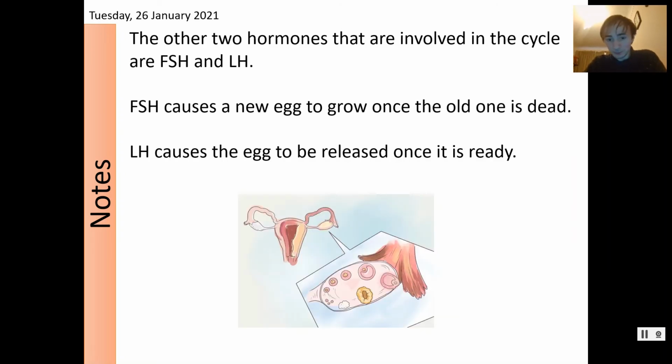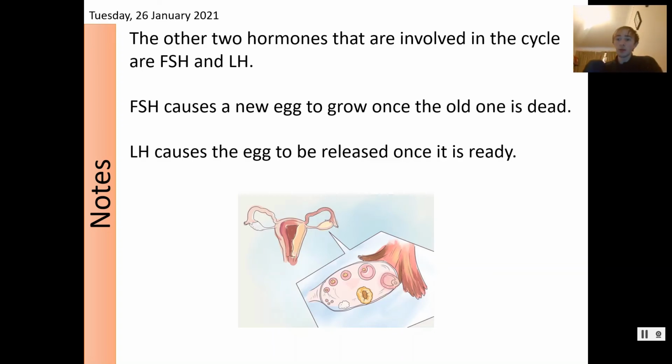Right, two other hormones, FSH and LH. Again, we just need to know the facts of what they do and where they're released from. FSH, follicle stimulating hormone. You don't need to know that name, but you may see that in a textbook. It causes a new egg to grow when the old one is dead. So once the old egg is dead, we release a high level of FSH, and that causes a new egg to develop. And then LH causes the egg to be released once it is ready. Now, this is called luteinizing hormone. I like to think of it as leaving hormone. It makes the egg leave.